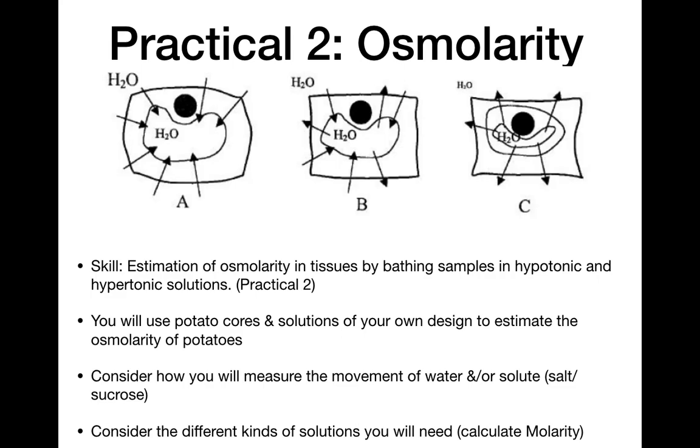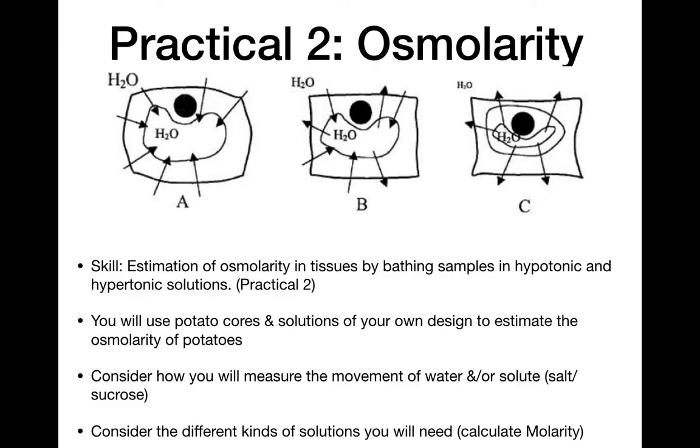Okay, so practical 2, we're working on next class, and the assessment IB is estimation of osmolarity in tissues by bathing samples in hypotonic and hypertonic solutions. So the samples you're going to use are potatoes, and you're going to use a cork borer to cut them into the same size. Ms. Couture will help you with this lab and with the technique to use. And you're going to estimate the osmolarity of potatoes. If you can manage to create a solution that is isotonic, then you know the osmolarity of potatoes.